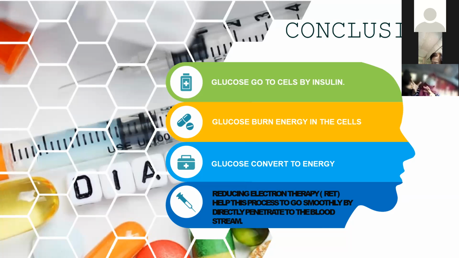Glucose is the sugar. So that means the sugar goes to the cell by insulin. Insulin is like our transportation to bring the glucose to the cells. And when this happens, the glucose will burn energy. So when we are walking, talking, moving, the glucose is burned for energy in the cell. And after that, the glucose is converted to energy.